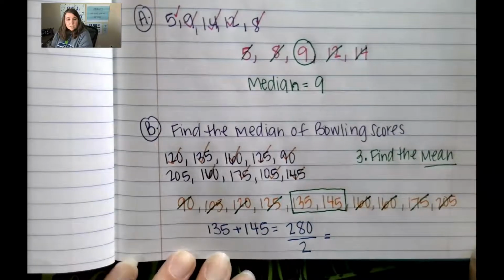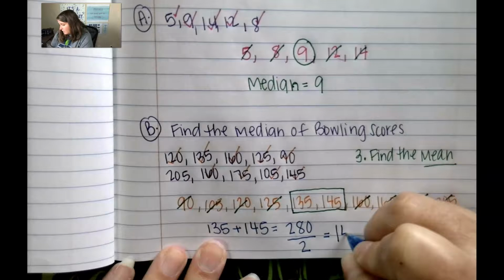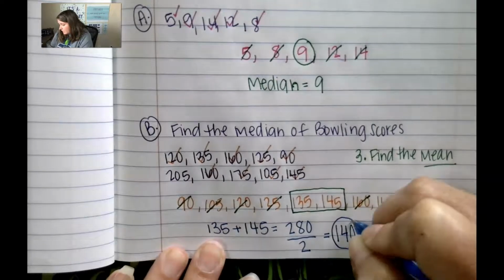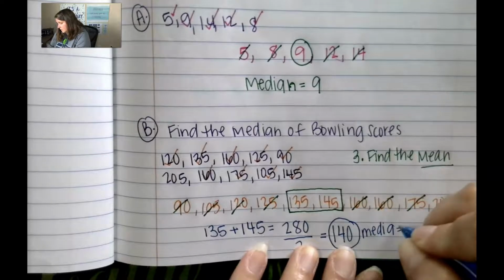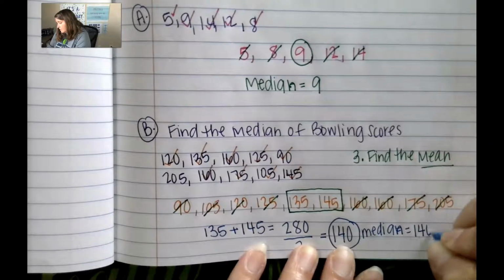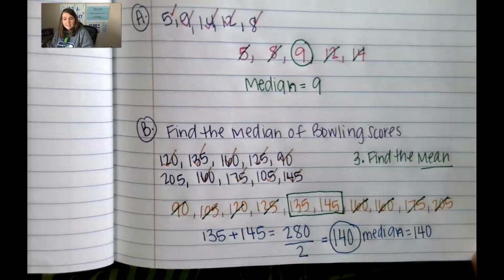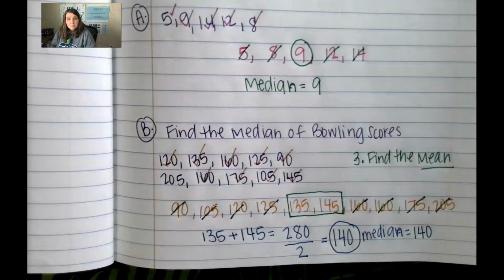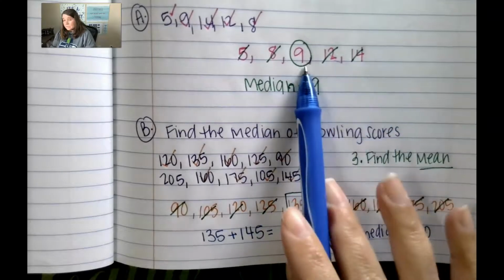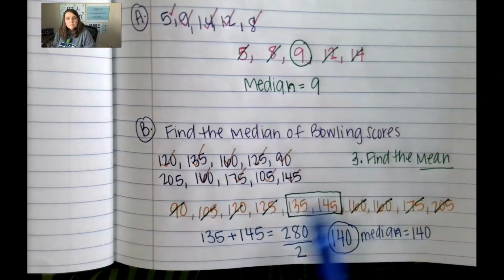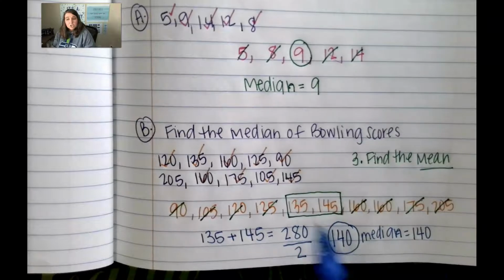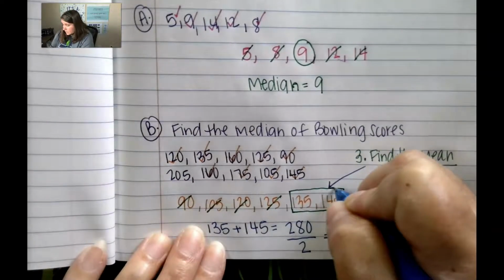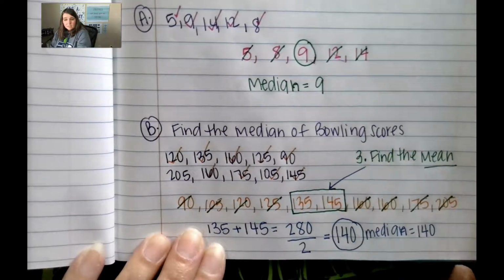So when we divide by 2, we get an answer of 140. So my median is 140. That is the median. So you can solve for the middle number by just crossing off end to end. Sometimes it gives it to you nicely. Other times you have to go one step further and find the median because they gave us two data points, right? So when they give us two data points, we're going to need to find the mean.